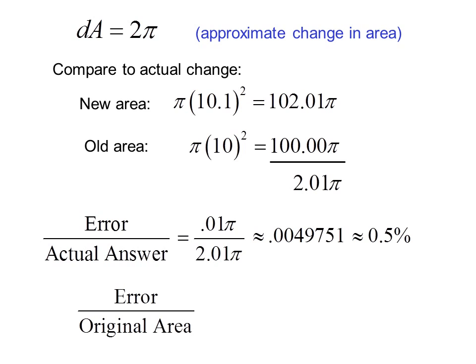If we compare the error to the original area, it's 0.01 pi over 100 pi, or 0.0001, which is approximately 1/100%.